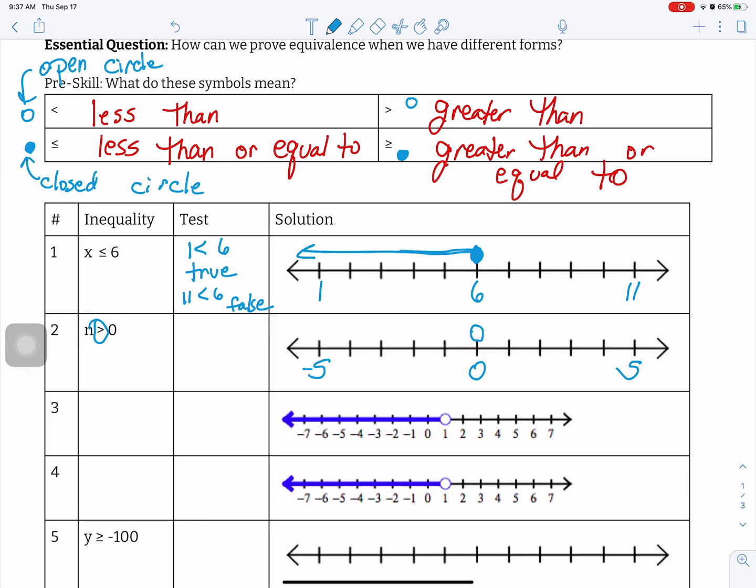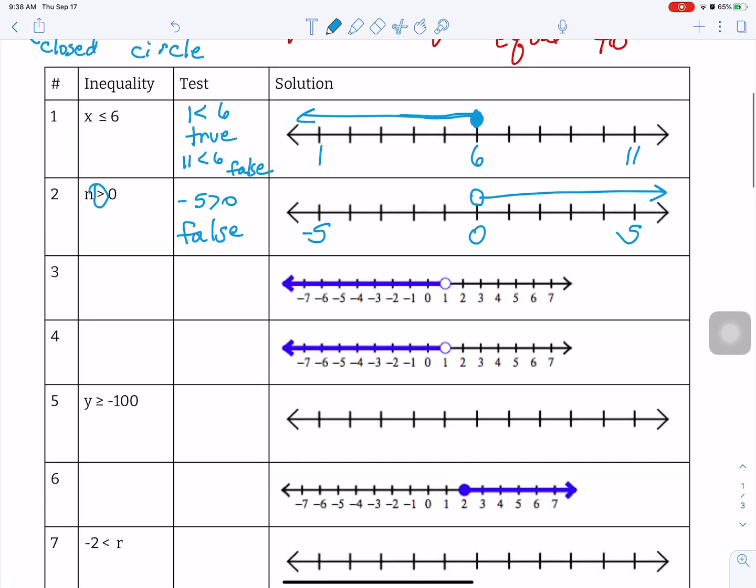I'm just going to pick one and say, okay, is -5 greater than 0? That is false. That tells me that none of these points over here are going to work, and my shading needs to be on this side. Just based off of that one test, because now if I put in a 1, 1 is greater than 0, 2 is greater than 0, 3 is greater than 0, it would count all those decimals in between. So we just use the endpoint to do a quick test.